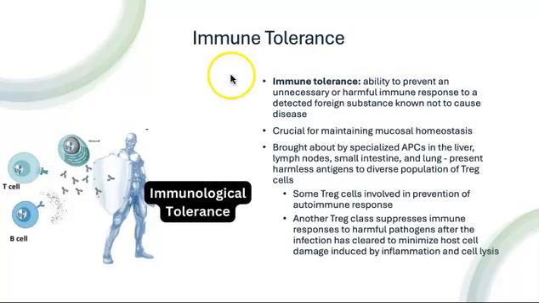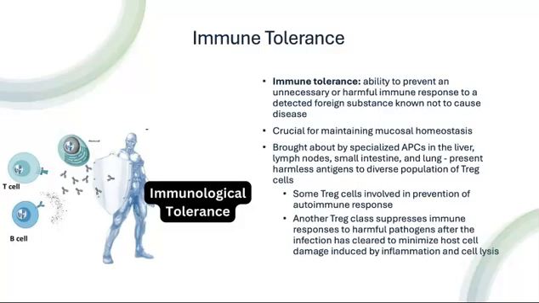Another important thing we need to do is build immune tolerance. This is our ability to prevent an unnecessarily harmful immune response to a detected foreign substance that isn't really known to cause a disease. So think of a food protein such as peanuts. And this is going to be crucial for maintaining our mucosal homeostasis, because our mucosal membranes come into contact with a lot of different foreign substances. I mentioned food proteins, but we also have pollen and dust and all of that as well. And so this can really be brought about through our specialized APCs in areas like our liver, lymph nodes, small intestines, and our lung, where we present it with harmless antigens, and our regulatory T cells are going to work to suppress local inflammation and inhibit secretion of stimulatory immune factors.